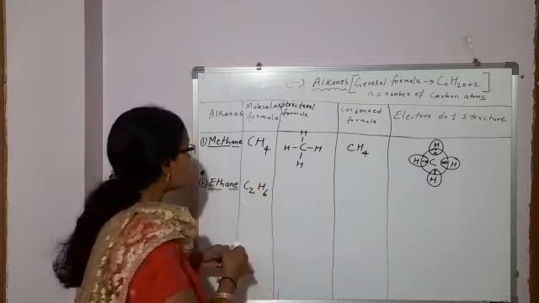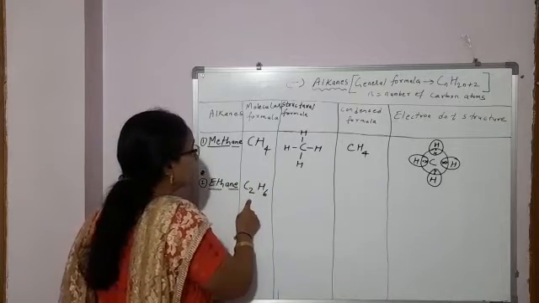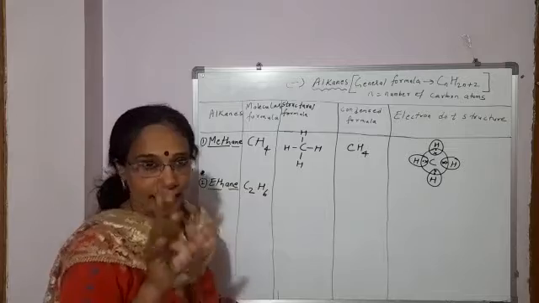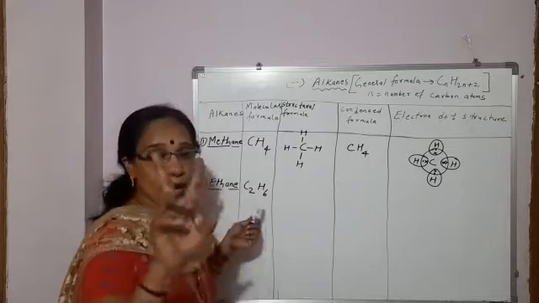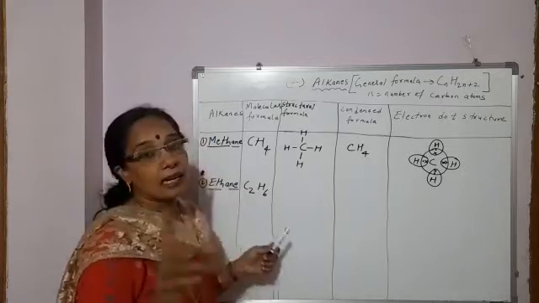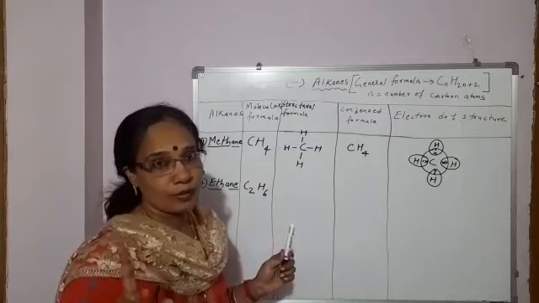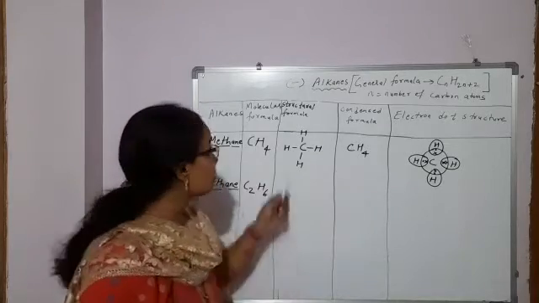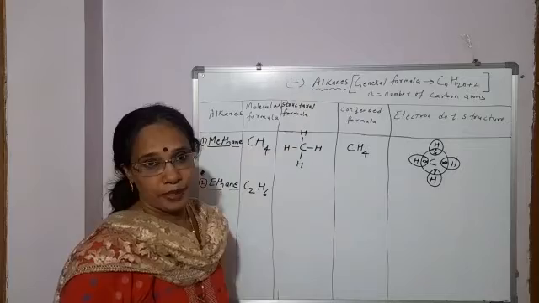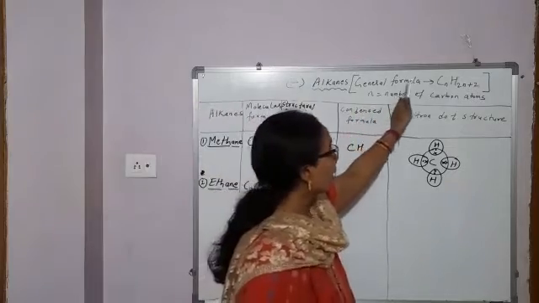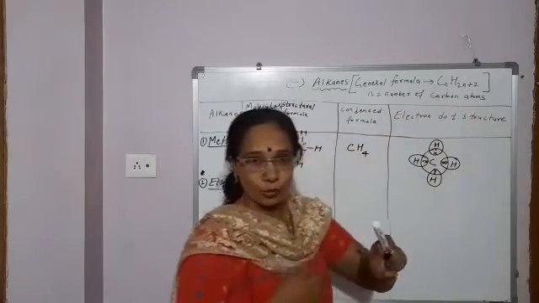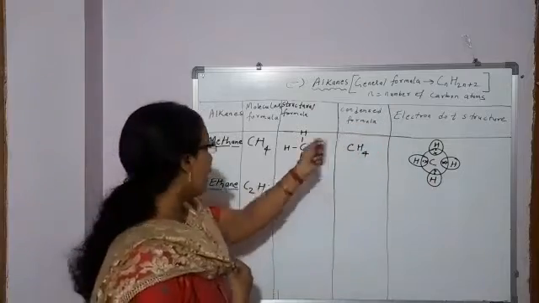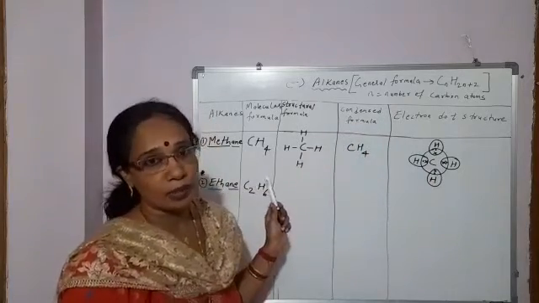So what will be the molecular formula for ethane? C2H6. Again I repeat, eth means 2 carbon atoms, ane means single bond between carbon atoms. And single bond between carbon atoms means it comes under alkane. And what is the general formula for alkane? CnH2n+2. So you will put that formula and find out the molecular formula.